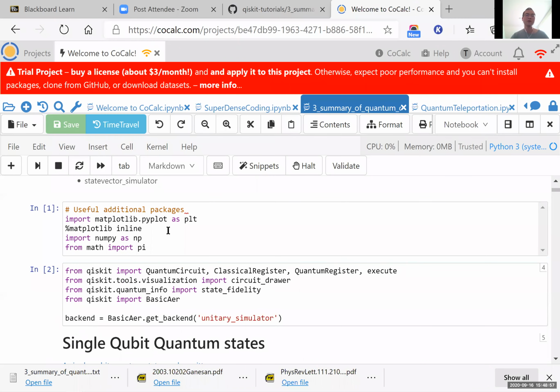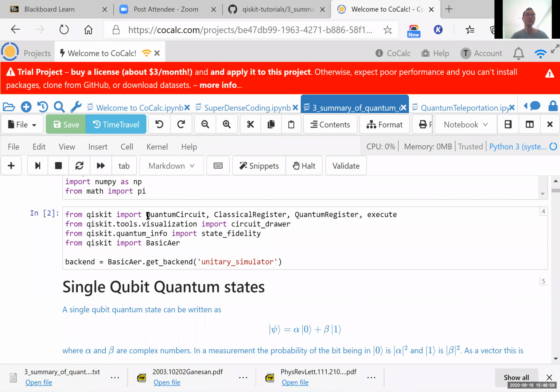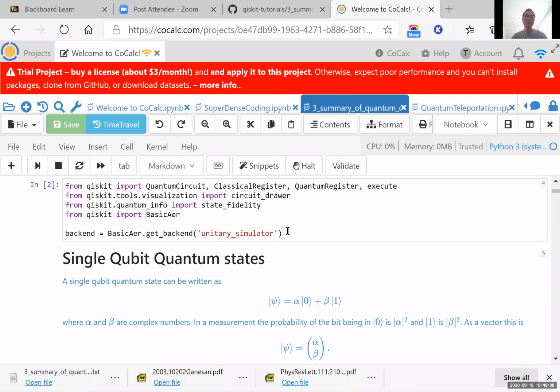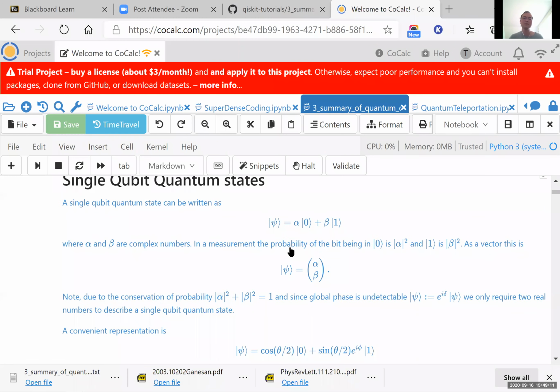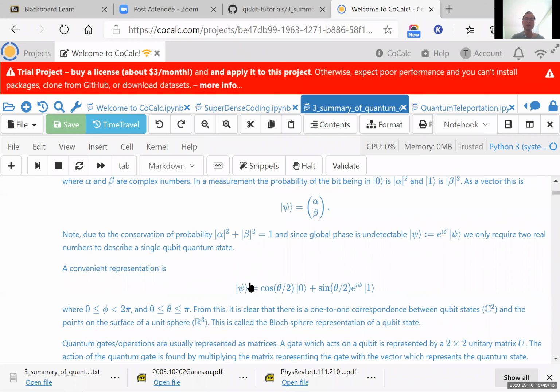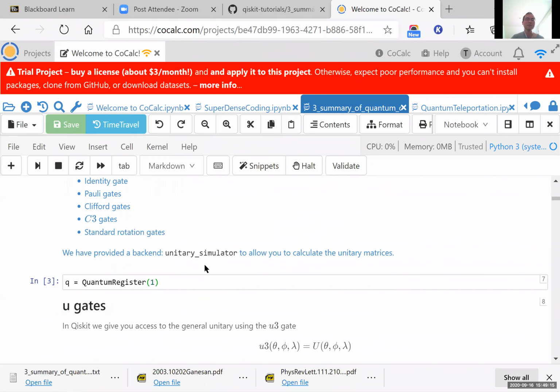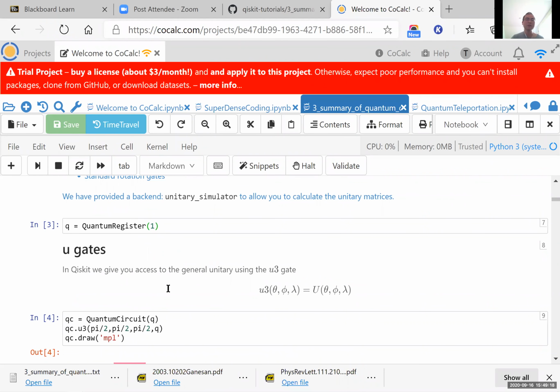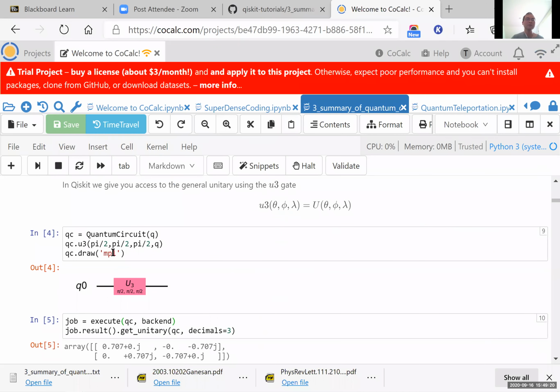So import the plotting function, using NumPy, etc., Qiskit. These are standard, so you don't need to worry. You just need to import these packages. You choose a backend. They call this backend. There are some descriptions; you have already seen that. You can really run that. In the draw function, if you put MPL, it looks nicer than the text drawing.